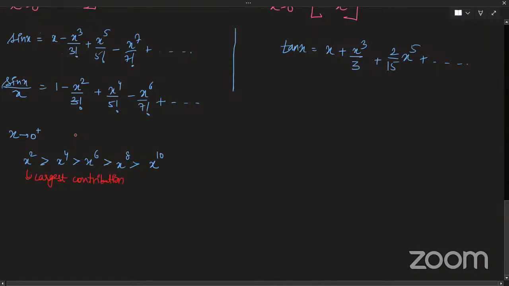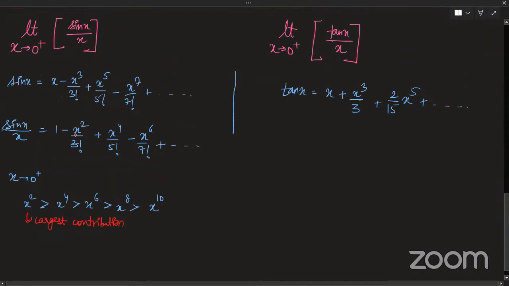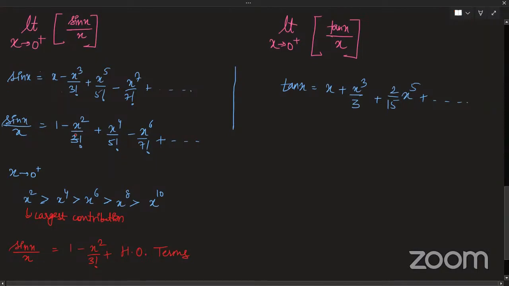And while discussing limits, we only talk about the largest contribution. All the other higher order terms are ignored. Because just remember, x is already tending to 0. X square will even be smaller than that, and x raised to 4, x raised to 6, all of these will definitely be smaller than that. So I can say that sin x by x is 1 minus x square by 3 factorial, and then the higher order terms.